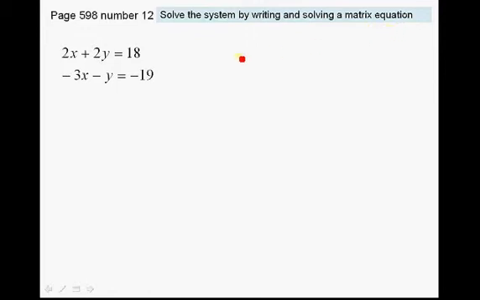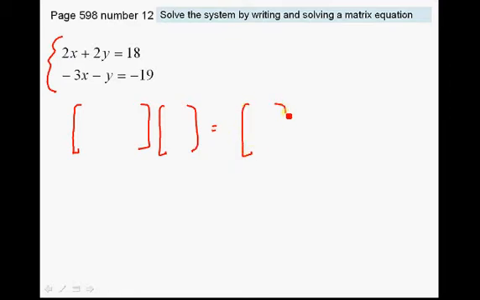So the first thing we're going to do is take these two equations and put them in a matrix equation. And that's pretty basic. So we're going to have basically three matrices, and it'll look like this. The first one is going to be the coefficients, and it will be 2, 2, negative 3, negative 1, then x, and then y, and then 18, and negative 19.